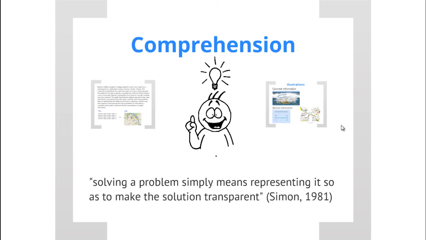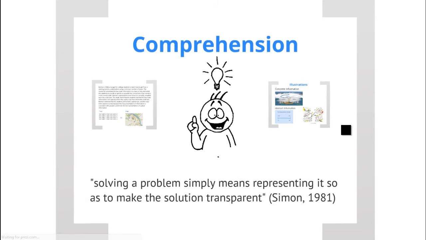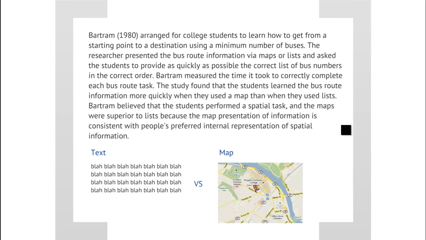Now let's talk about comprehension. One great quote on this is that solving a problem simply means representing it so as to make the solution transparent. There are a whole bunch of studies on this, and one of them involved people who were given a spatial problem and had to choose between text with directions or a map. The map was so much better at helping individuals understand this information.